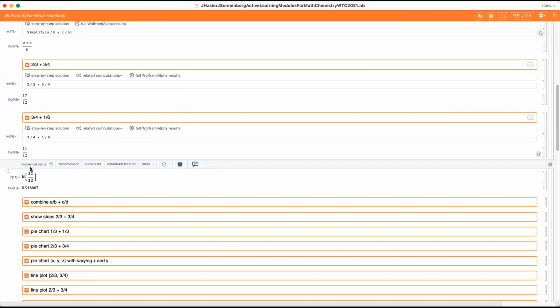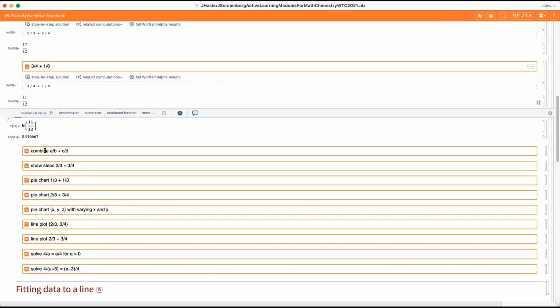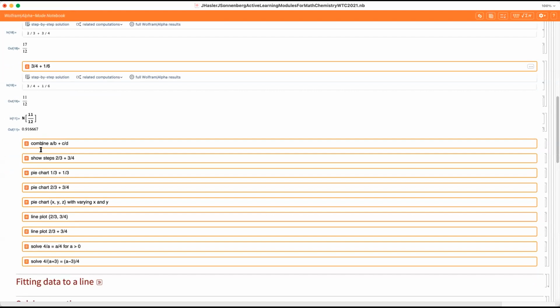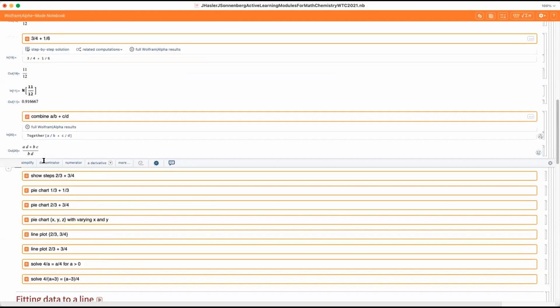Again, we can get that numerical value by clicking on this, and that will output the cell of 11/12 with the numerical operator applied here. So we find the answer is approximately 0.916 repeating. We can combine fractions that are as general as we want. So a over b plus c over d. Those combine to give us ad plus bc all over bd.